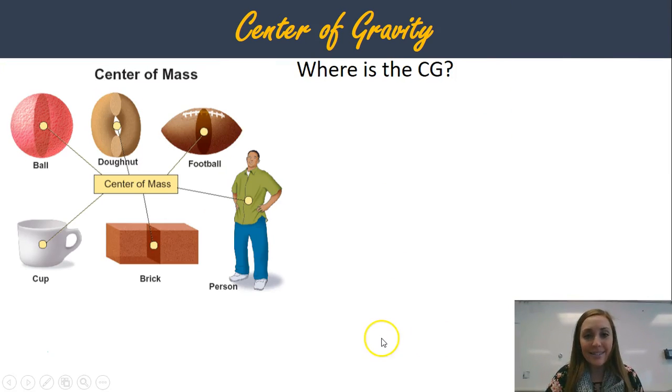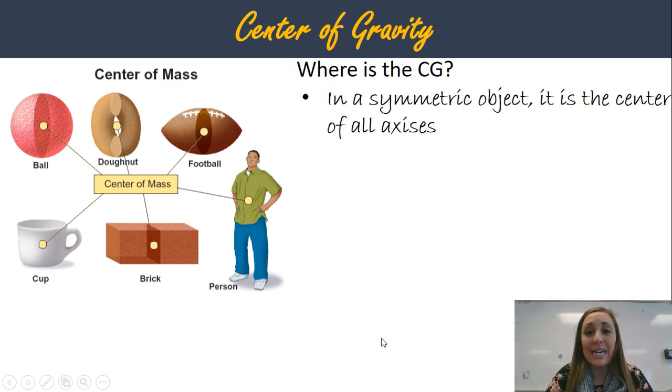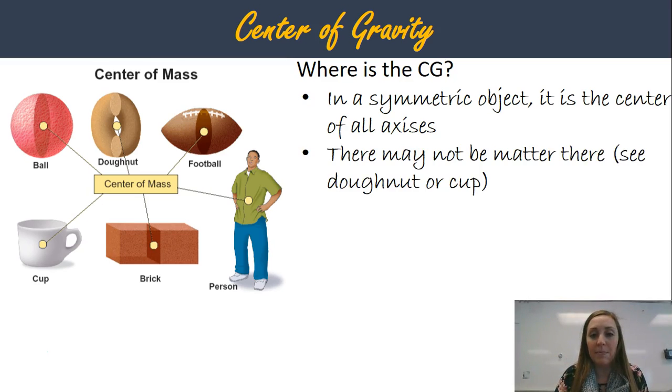So where is the center of gravity for an object? In a symmetrical object, it's just the center of all the axes. As in, if the weight is equally distributed throughout an object and the object looks symmetrical, so if you cut it in half, it's the same on both sides, then if you just draw straight lines halfway through, that's where the center of mass, or the center of gravity, is going to be.